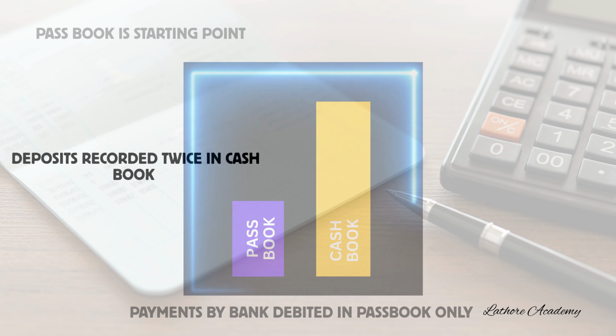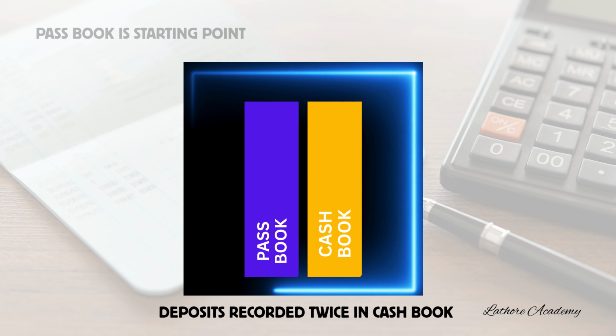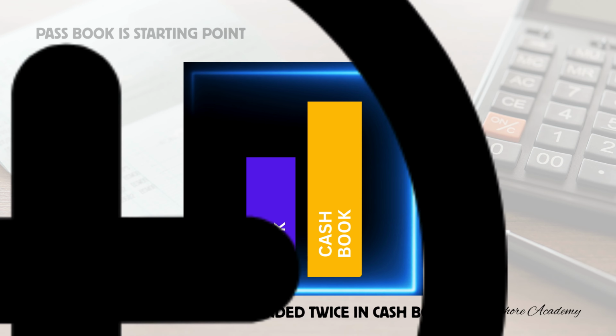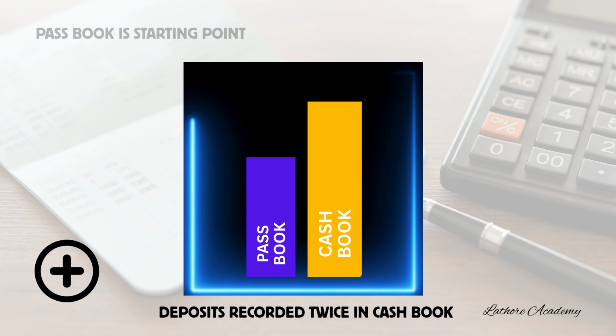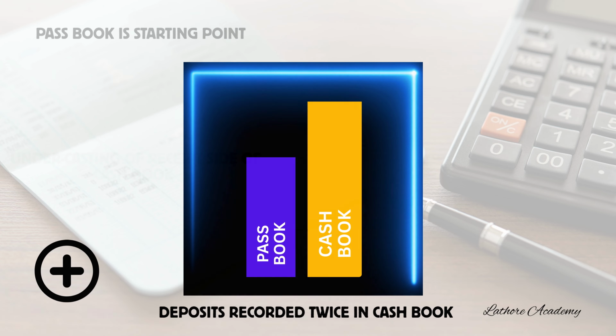Next transaction, where deposits are recorded twice in the cash book. Recording the same deposit twice inflates your cash book balance, isn't it? So we have to add this duplicate amount to make the passbook balance match the higher cash book balance.